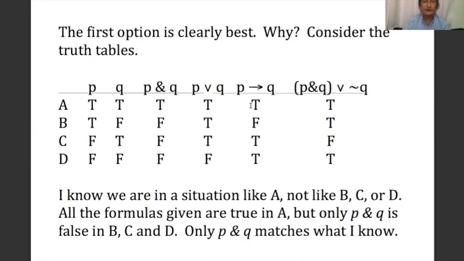Okay. Of all of these, the only one that matches what we know about the situation, we know we're in an A-like situation, the only one that matches that exactly is P and Q. So we're going to take this as a new basis for a new hypothesis, a new theory, if you will. The theory is this: when you have a choice of many ways of describing the situation, you choose the one that fits best what you believe about that situation.